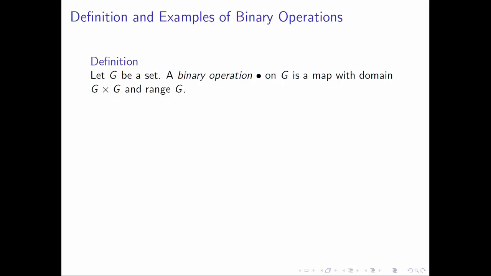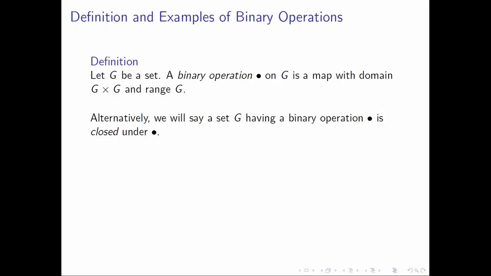A better way of thinking about what a binary operation is, is that it's a method of taking two elements of the set G and combining them somehow into a single element of the set G. That's probably a better way to think about a binary operation, but this is the formal definition for us.